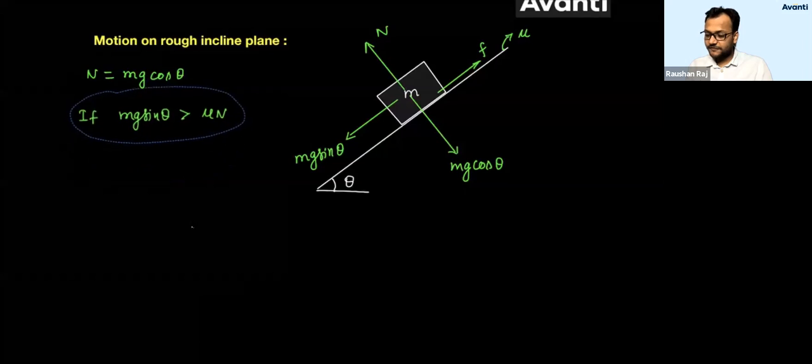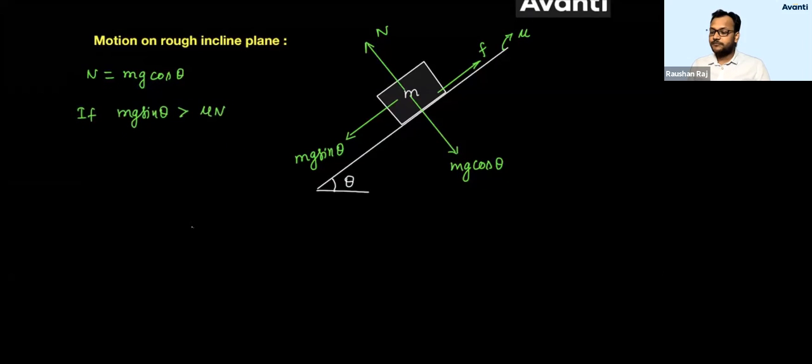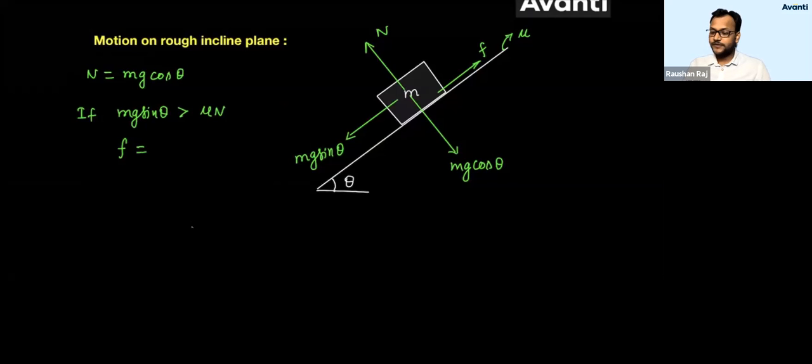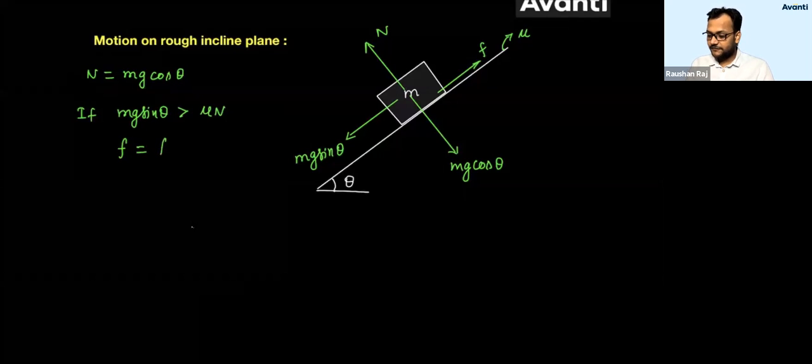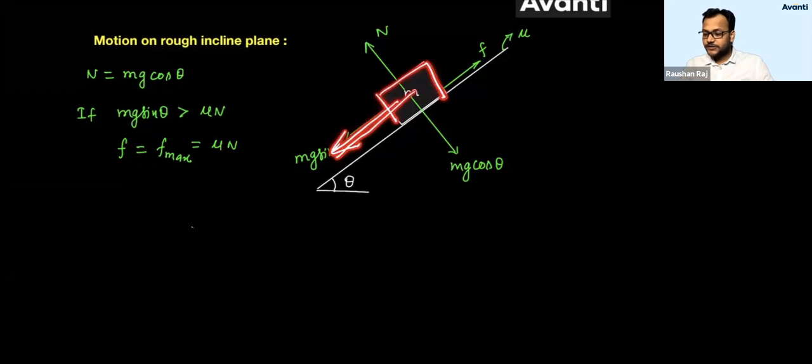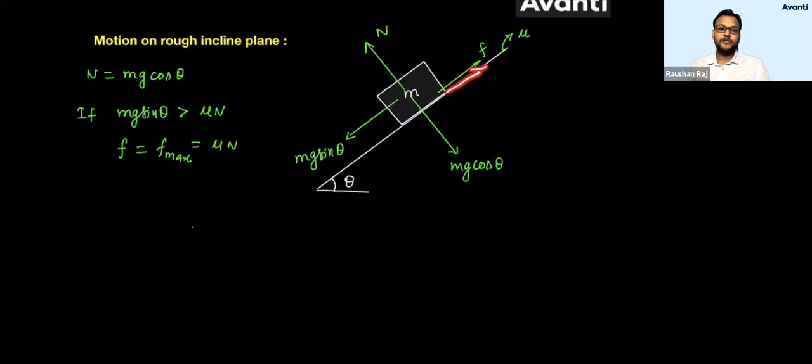Okay. So if mg sin theta is greater than mu N, what will be the value of F? F will be nothing but F max, and that will be equal to mu into N. Because if mg sin theta is greater than mu N, that means this block will start sliding down with an acceleration. If it is going to slide, maximum friction will act in the backward direction.